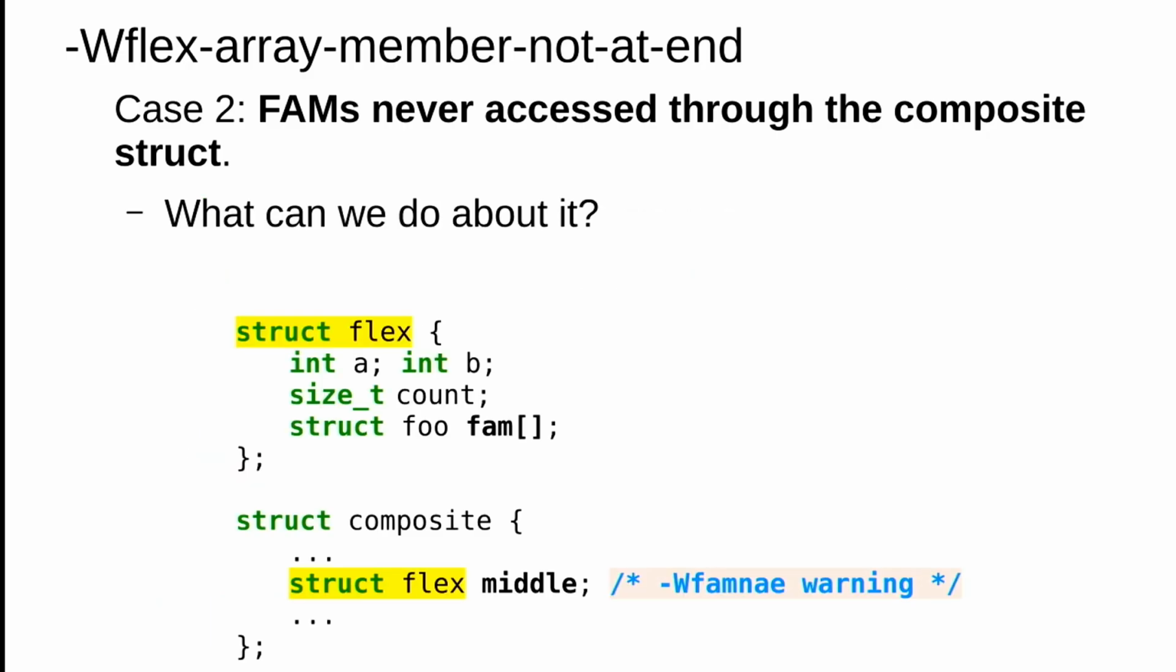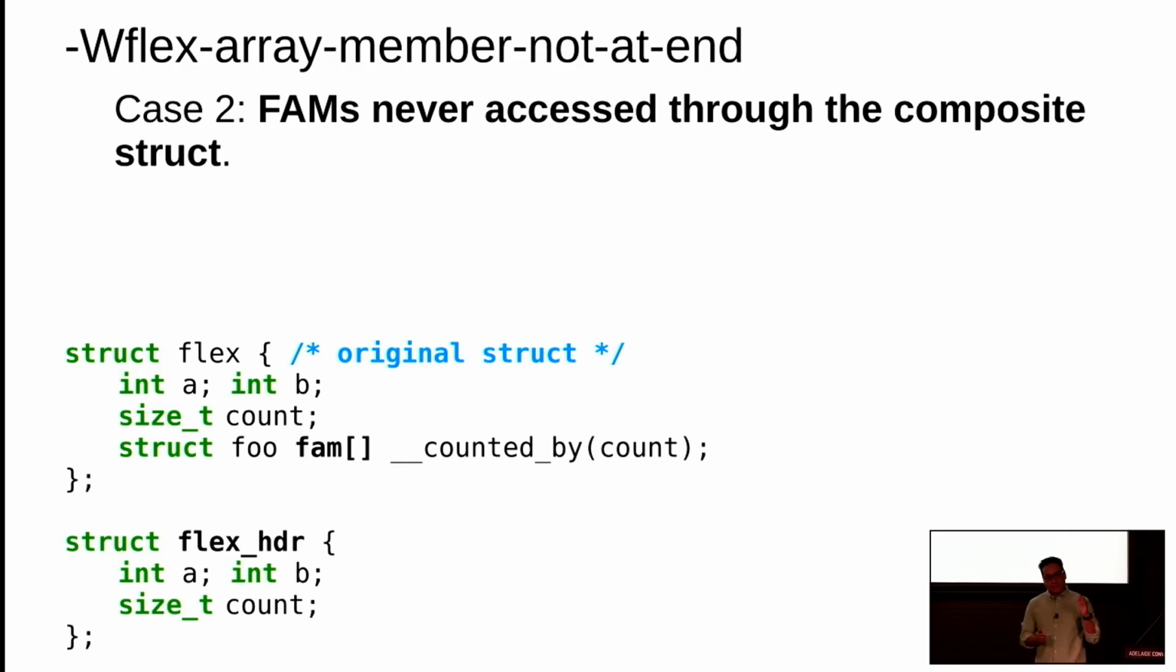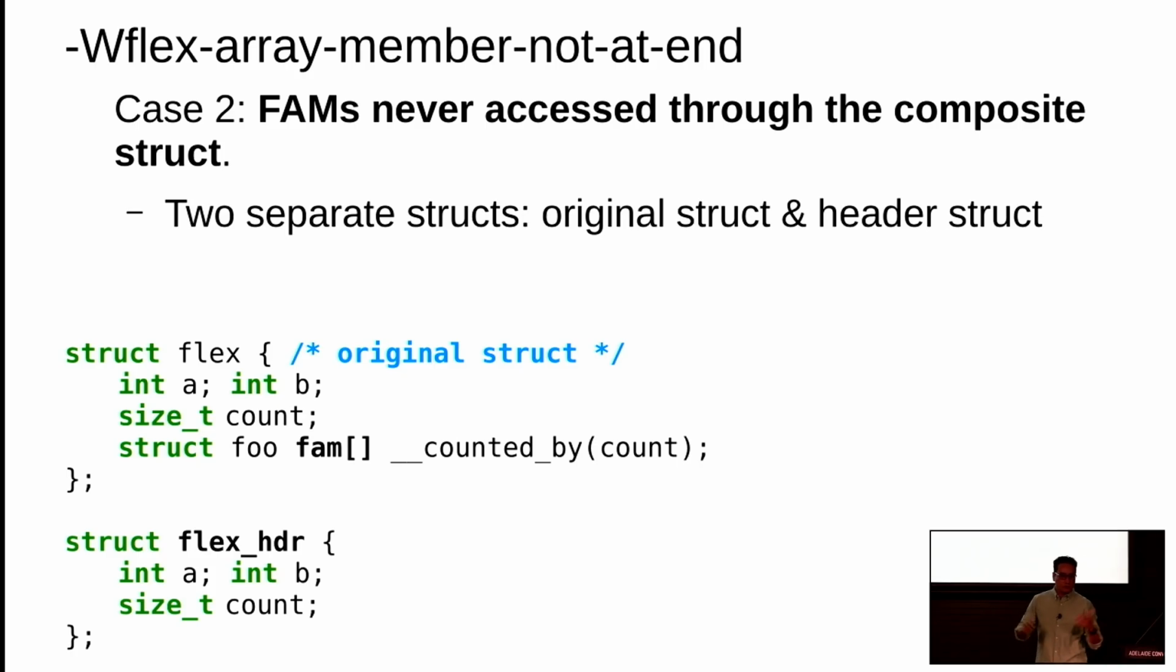Okay, so what can we do in this situation? Well, if we know that the only member not being used in the problematic member is the flexible array member, we could create a new structure that in this case we are going to call flex header, just to illustrate that it's going to be the header part of the flexible structure. If you notice, this structure is fairly identical, with the exception that we don't include the flexible array member, right? So two separate structures: the original flexible structure and the header part of the flexible structure.